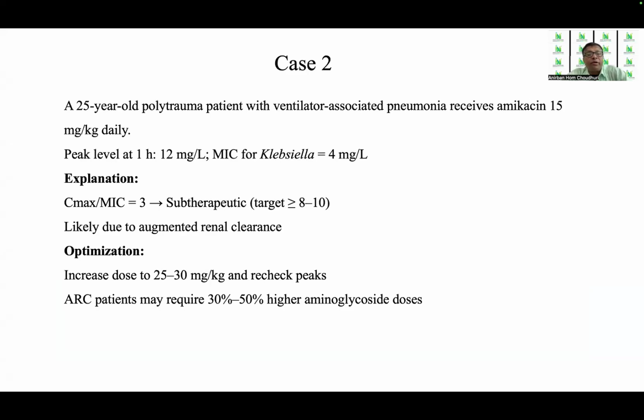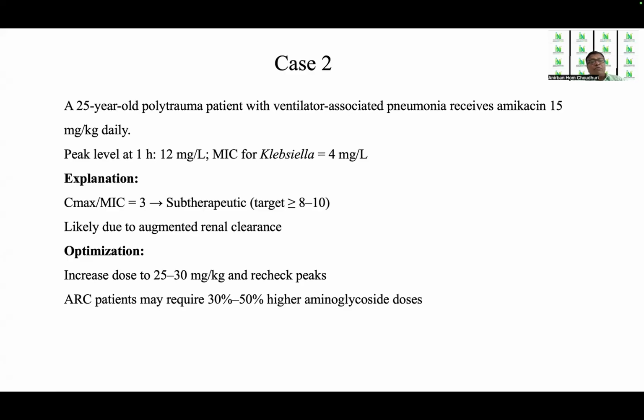So let us look into this case. Case 2, a 25-year-old polytrauma patient with VAP receives 15 milligram per kg amikacin. Peak level at 1 hour is 12 milligram per liter. MIC for Klebsiella is 4 milligram per liter. So the explanation is that we have to look for a Cmax over MIC of 8 to 10, but 12 divided by 4 is 3, and this will be subtherapeutic.